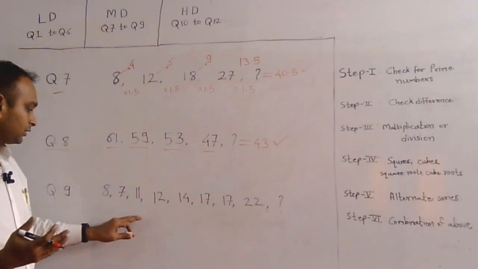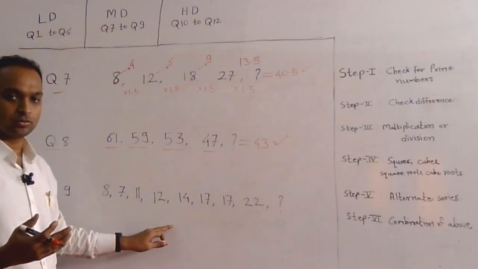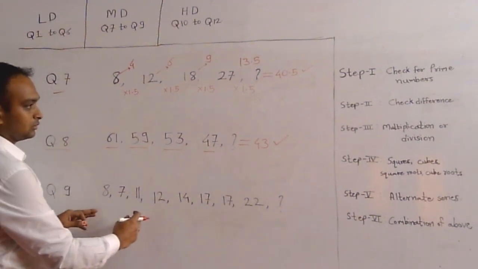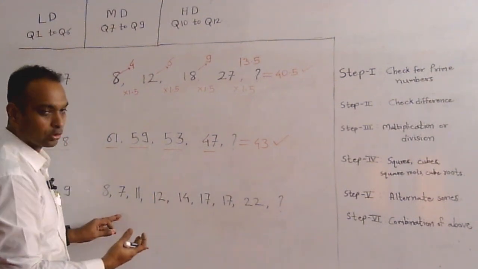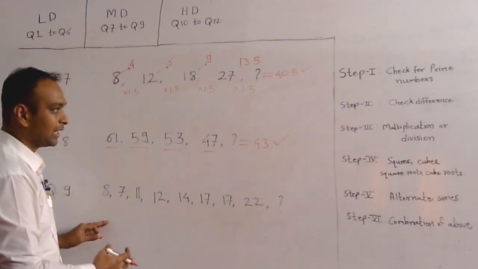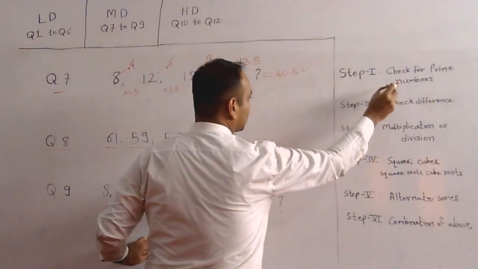I hope you have tried. Now let's try to solve this together. Now if you check, these are not the prime numbers. Few of them are prime numbers, but few are not. So prime number logic cannot be applicable here. So this is not the part.